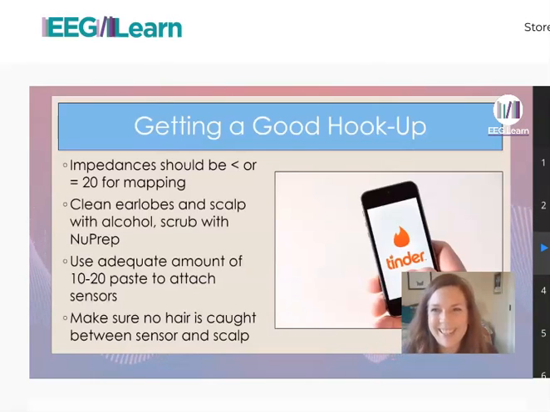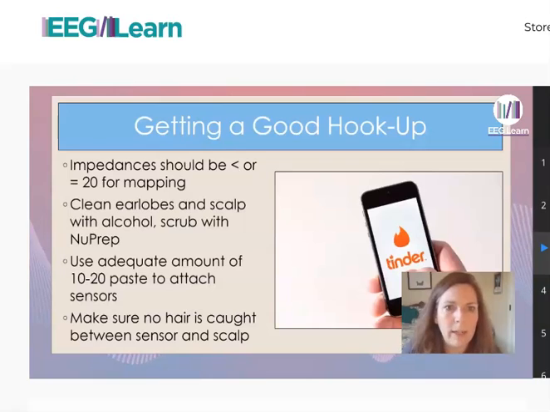It's like when you apply flea medicine to a dog or a cat, when you apply Frontline stuff, you've got to get all the fur out of the way and apply that medicine directly to the animal's skin. So with our clients, we want to do our best to get all the hair out of the way so we can attach the sensor directly to their scalp. Okay, so those are just some tips for good impedance.